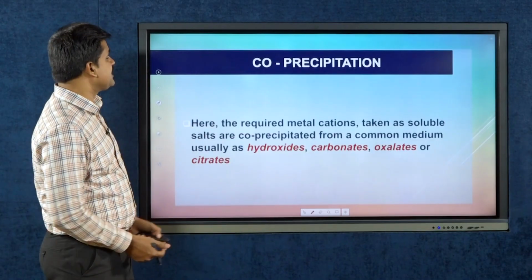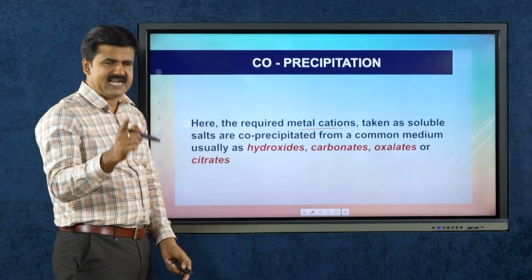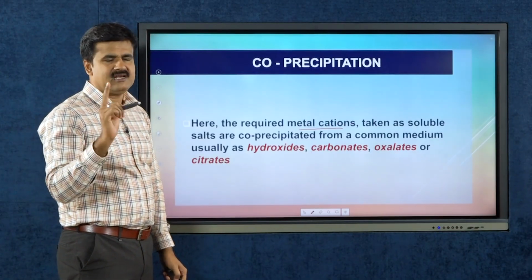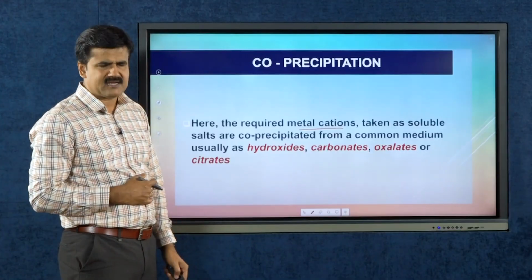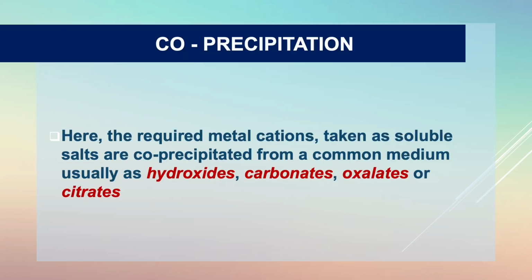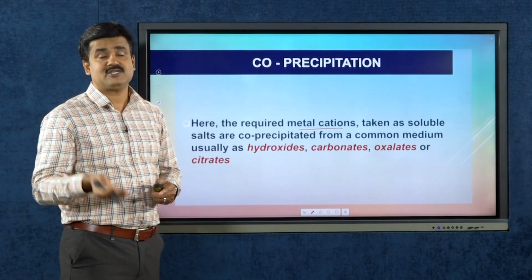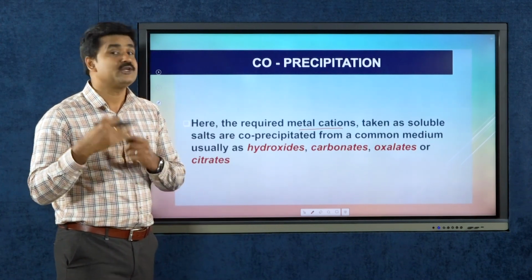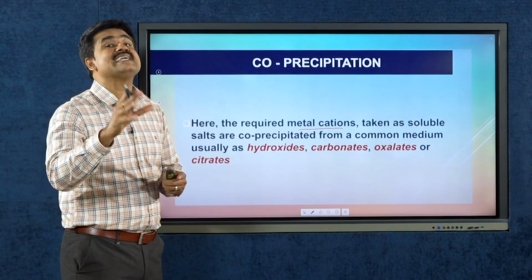In the co-precipitation reaction, the required metal cations, for example, if you wish to prepare iron oxide nanoparticle or some mixed oxide nanoparticle, you have to take its precursor salt solution as a soluble salt, co-precipitated together. For example, if you wish to prepare Fe3O4, you have to co-precipitate FeO and Fe2O3, ferrous oxide and ferric oxide together. So you are precipitating two substances together from a single solution.